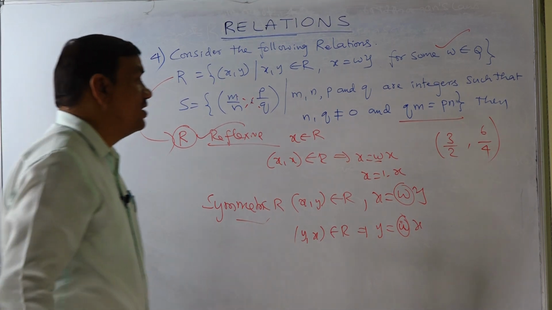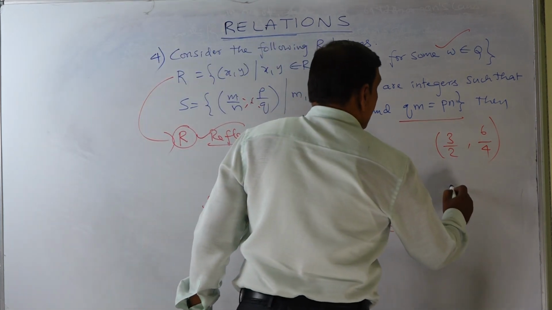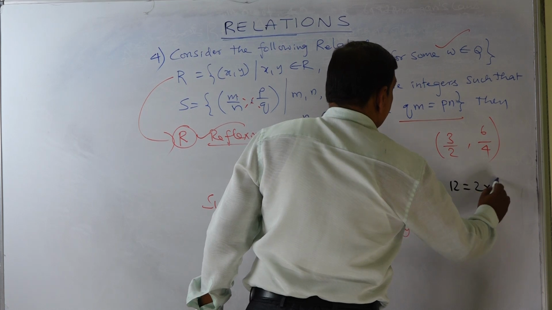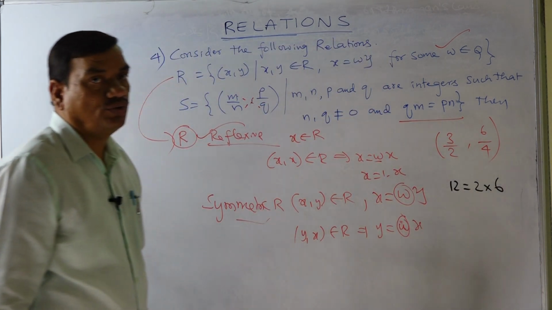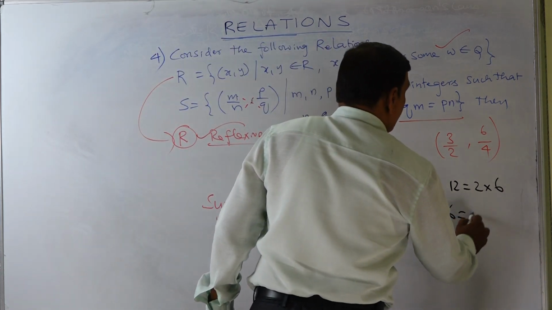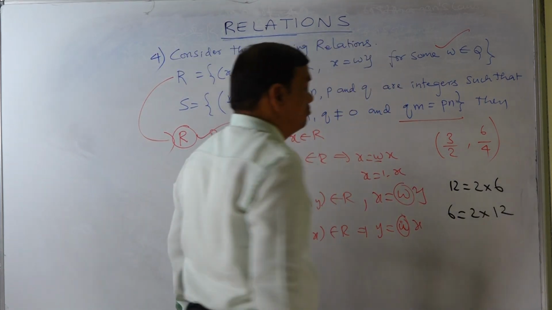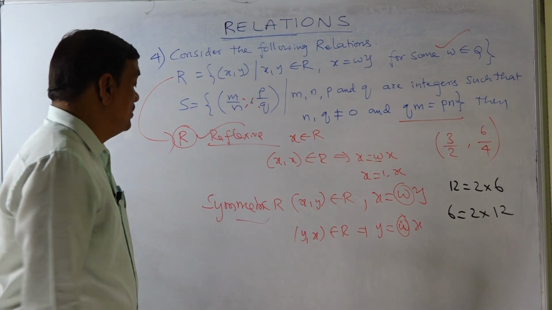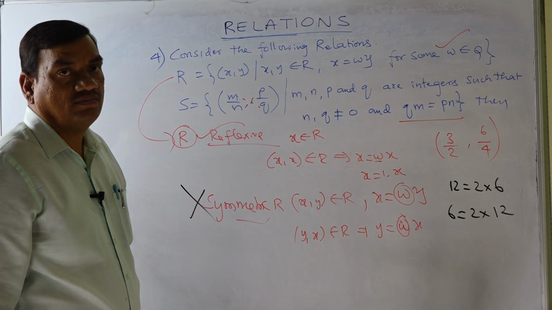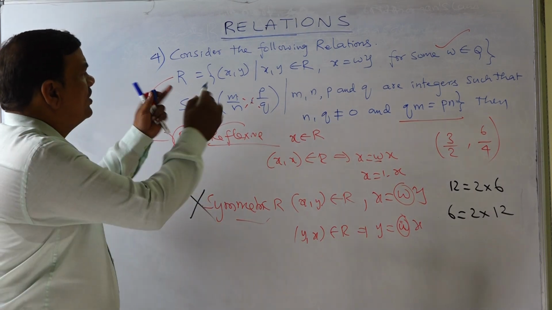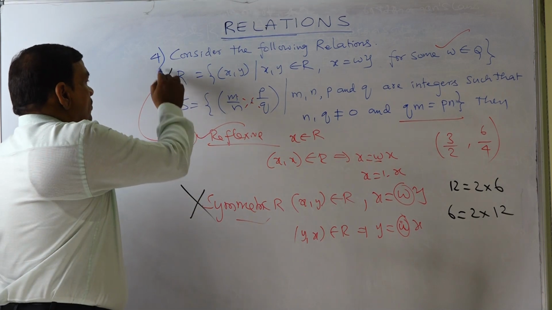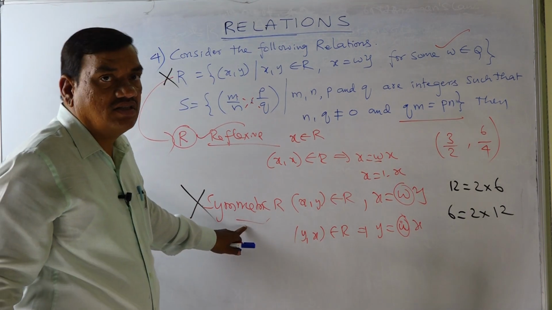No, you cannot get it. For example, 12 is equal to 2 into 6, where 2 is a rational number. Is 6 equal to 2 into 12? No, it fails. Therefore, this is not a symmetric relation. So it is not an equivalence relation. R is not an equivalence relation. Why? It fails for symmetric relation.